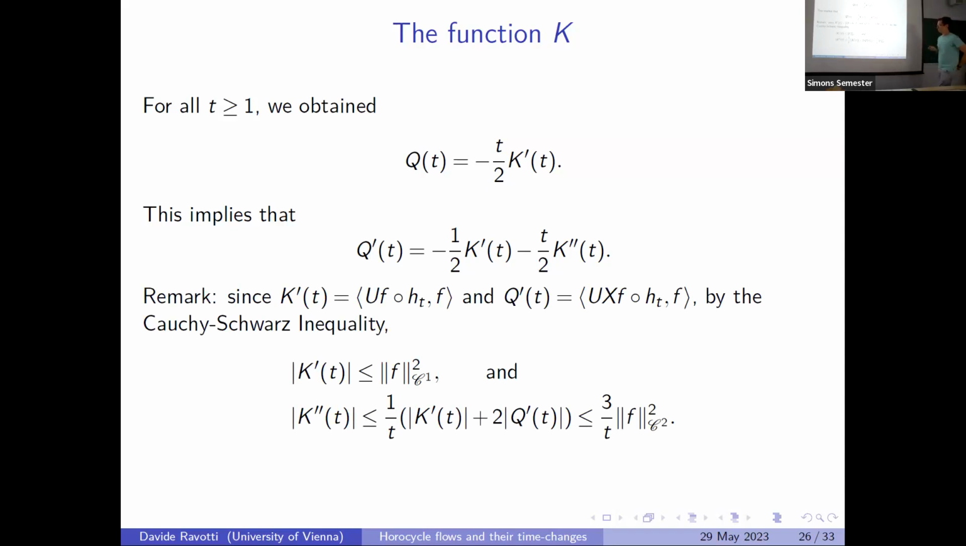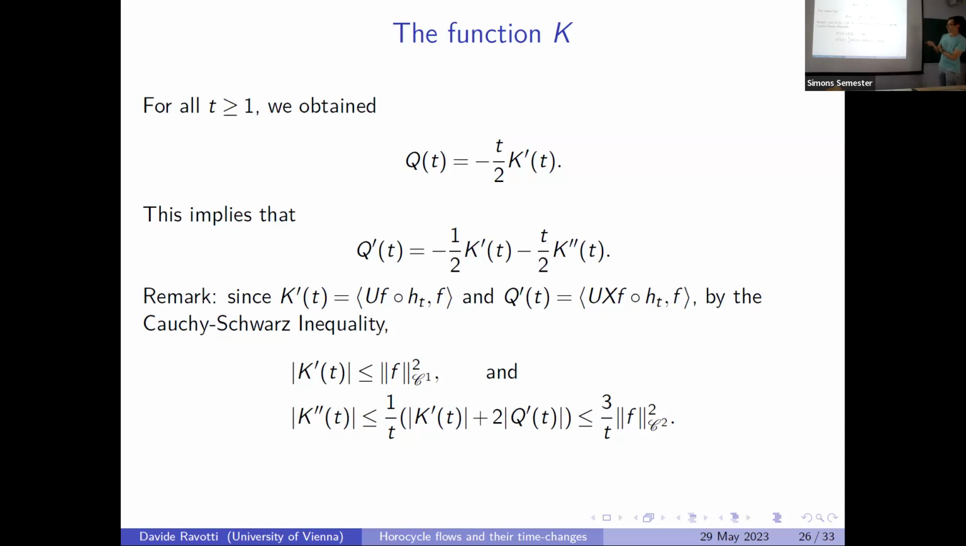From this, I also found some very rough upper bound that we will need later. K prime of T, we recall, is this inner product, and Q prime of T is this other inner product, the derivative of Q, so I add a derivative in the direction U in front. If I apply the Cauchy-Schwarz inequality, I get that both K prime of T and Q prime of T are uniformly bounded in T. K prime of T is bounded by the L2 norm of U of F times the L2 norm of F, which I will just roughly bound with the C1 norm squared of F. All I care is that K prime of T is uniformly bounded in T. Similarly, Q prime of T will be uniformly bounded by the C2 norm of F times the C0 norm of F. Anyway, bounded by some constant.